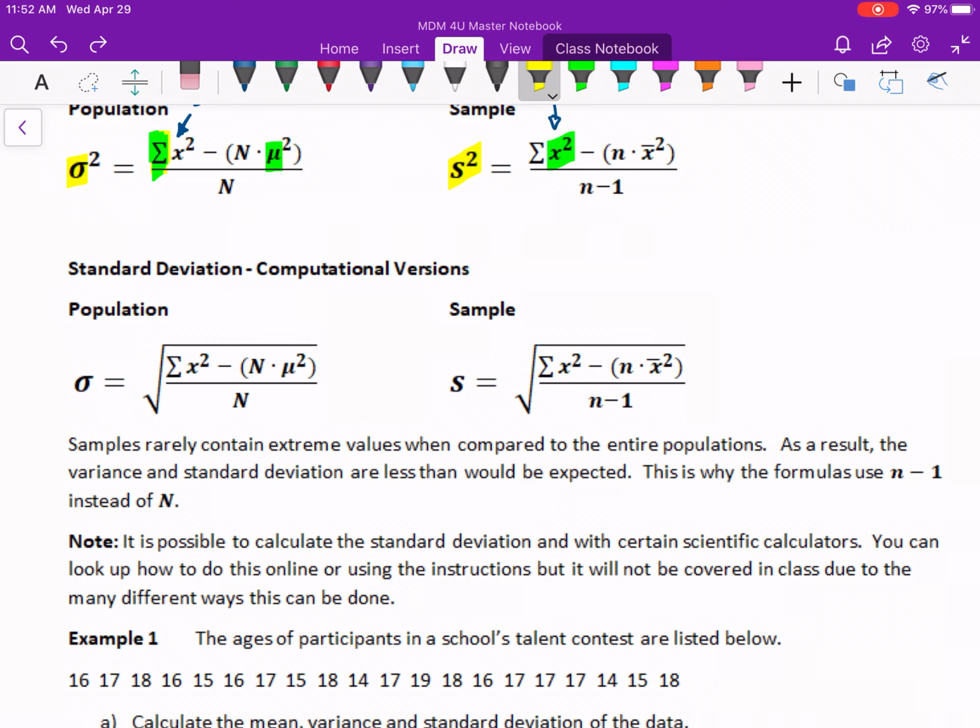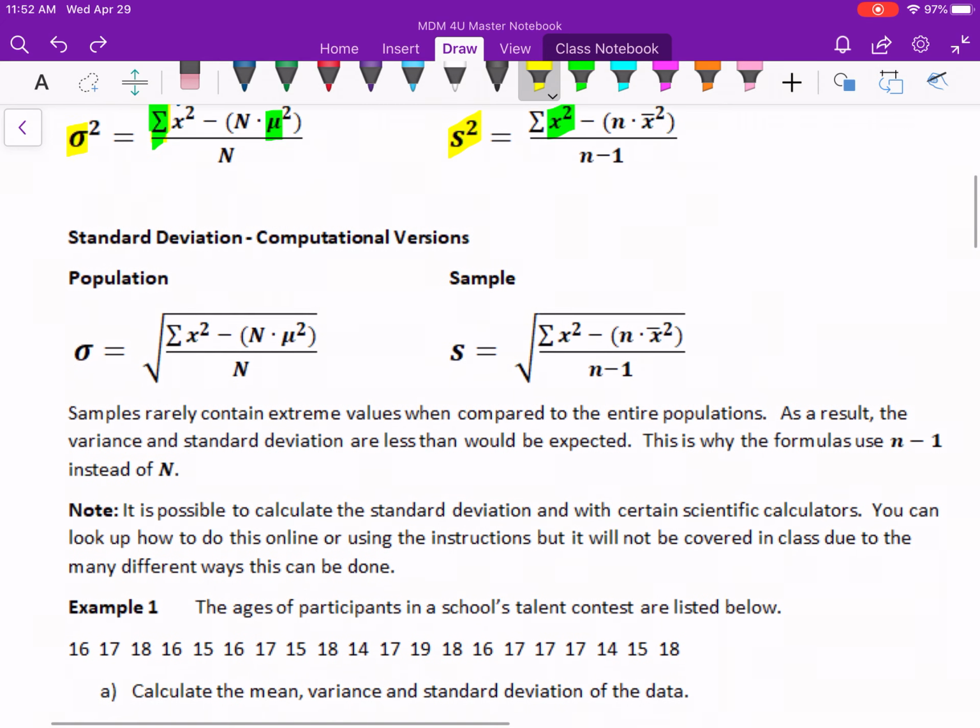Samples rarely contain extreme values when compared to entire populations. As a result, the variance and the standard deviation are less than they would be expected. Because they don't have those extreme values, the numbers are maybe a little bit too low. So that's why the formula uses n minus 1 in the denominator. By making the denominator a little bit smaller, it's going to make the overall number, when you do the calculation, slightly bigger. And so that's really a compensation.